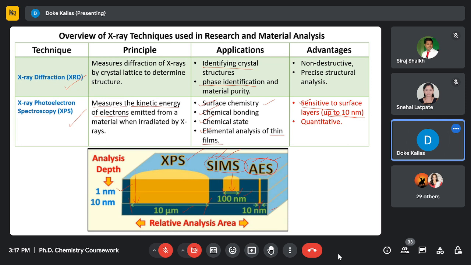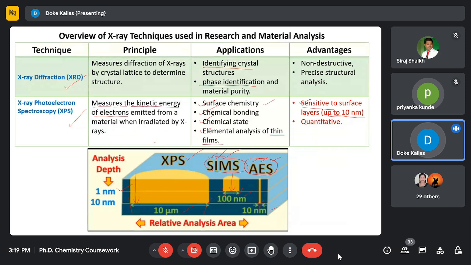Okay, can you hear me? Everyone see the slide? Yes, sir. Okay. Because electricity went for just 2 minutes. I thought that.